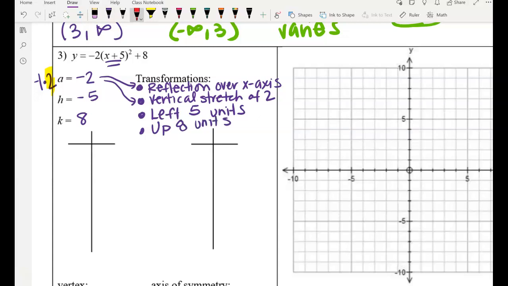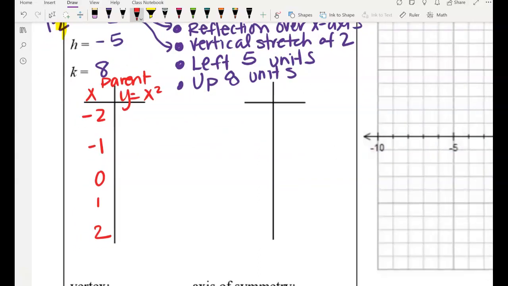So first things first, we're going to do the parent. So this is the parent equation, students. So y equals x squared. So same exact 5 inputs. And by now, we should be able to get the 5 outputs pretty quickly. 4, 1, 0, 1, 4.